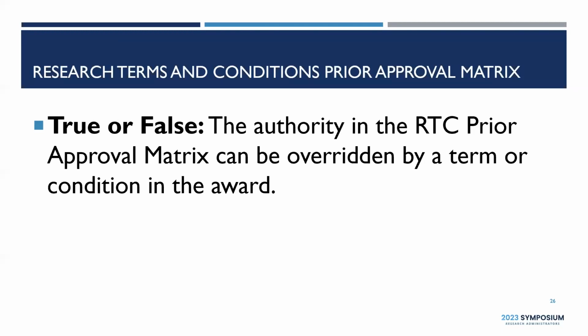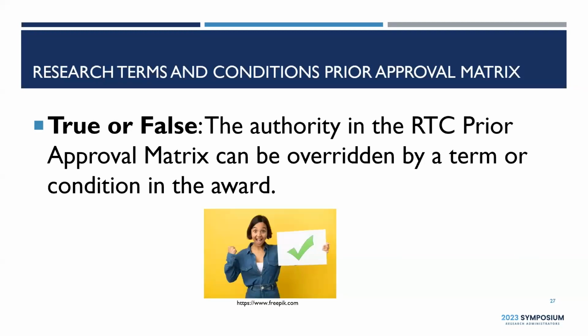All right, true or false? The authority in the RTC prior approval matrix can be overridden by a term or condition in the award. True or false? True. Let me find my true person. There she is. Yes, this is true. So remember your pyramid. The prior approval matrix is your agency guidelines, and then you continue up the approval pyramid until you get to the most restrictive, and that can be the award. So if the award says no, but the prior approval matrix says yes, your answer is no.